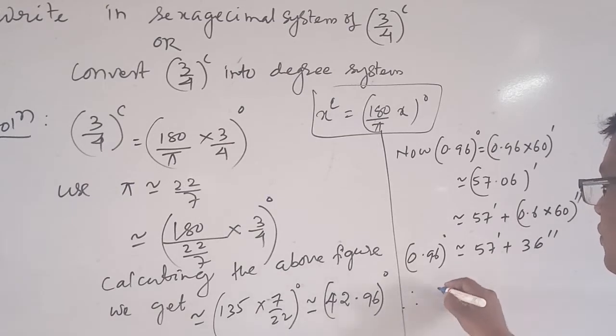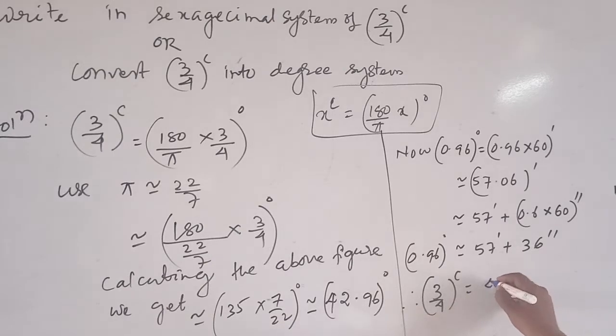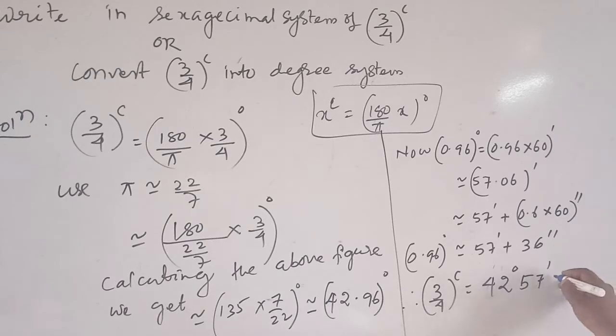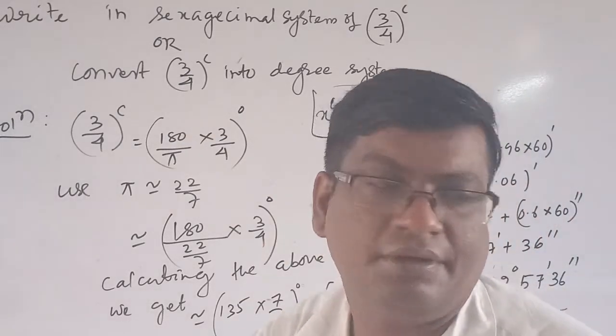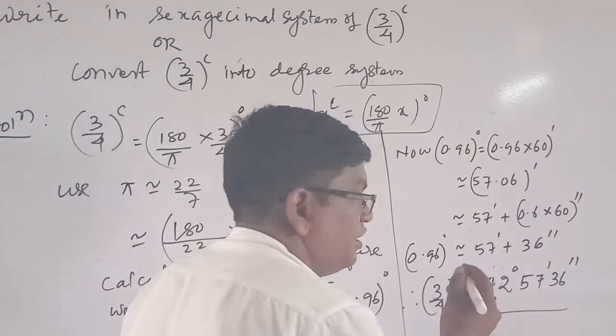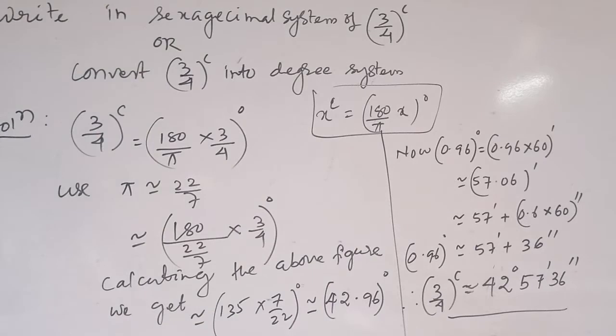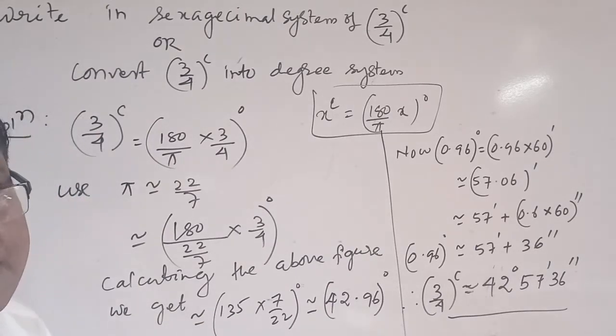Now therefore 3 by 4 radian is equal to 42 degree and 57 minutes, and this is 36 second. This is the answer of the degree system of the 3 by 4 radian. Approximately, this value is approximately, not exact equal, very small change. Okay, this is 42 degree 57 minute 36 second.